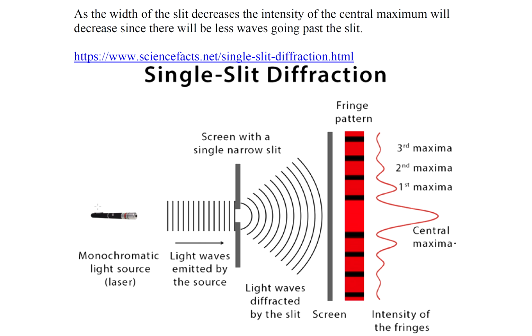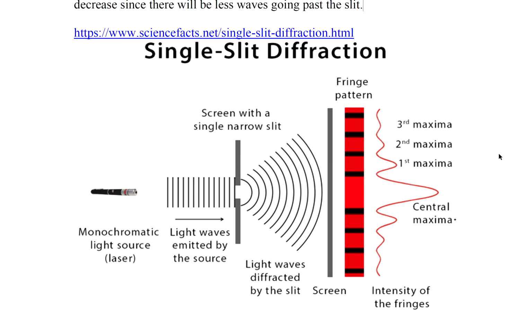So, on the left side you see a laser. Then the laser emits light of a specific wavelength. That's where it says light waves emitted by the source. Then there's a single slit, screen with a single narrow slit. Then we get diffraction. You need to memorize this pattern on the very right.